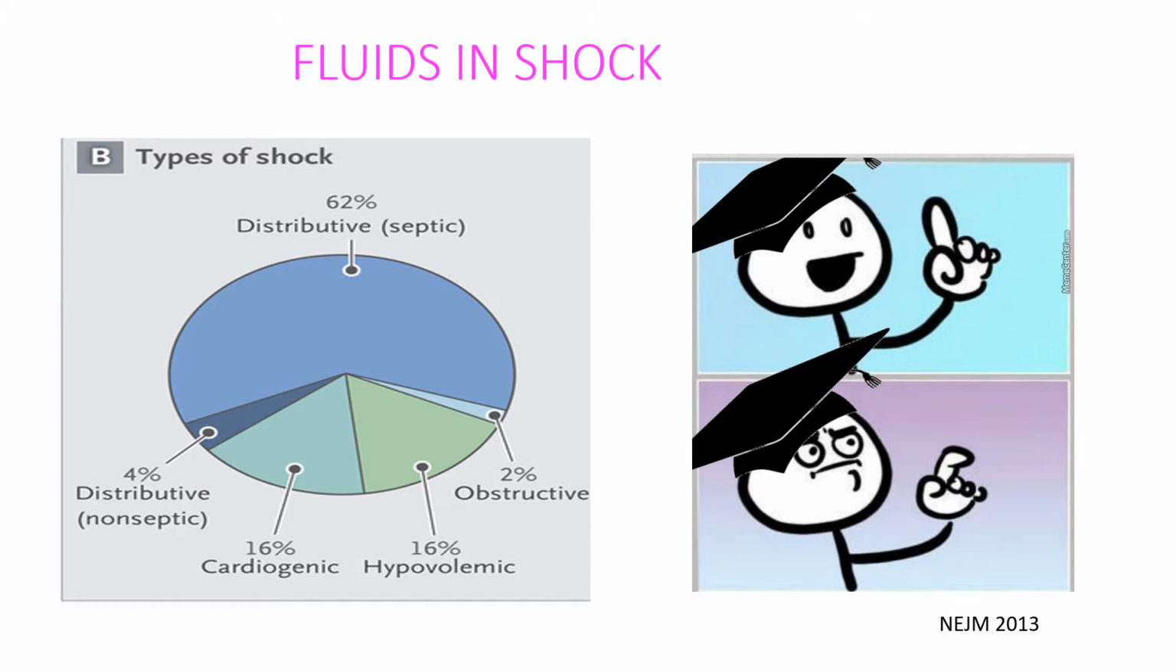And other than that, you can look at the history. A septic shock patient will have some degree of fever, often maybe having a focus of infection. So this is how you differentiate septic shock from cardiogenic shock.